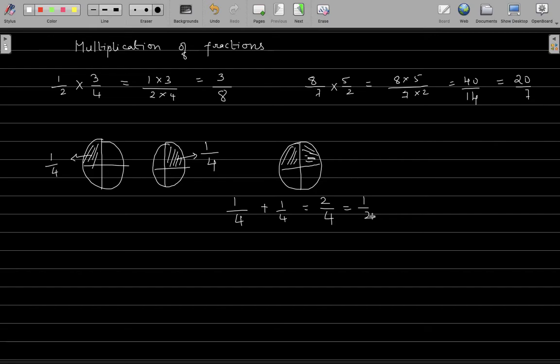Now you know multiplication is nothing but a repeated addition. What is multiplication? Multiplication is repeated addition. Suppose say I have 2 plus 2 plus 2 plus 2. What is this? I am actually adding 2 4 times. So I can write this as 4 times 2, which is 8.